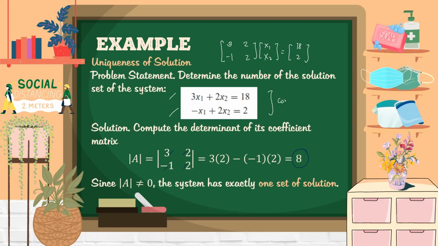This is the conventional form of the equations, and this is the matrix form. Therefore, we find the determinant of matrix A, or simply the determinant of the coefficient matrix. So, this is the coefficient matrix.